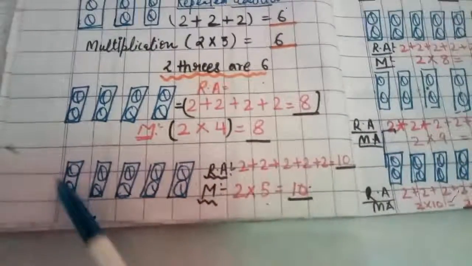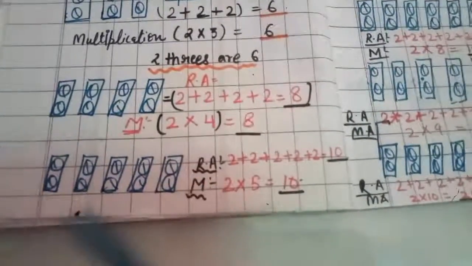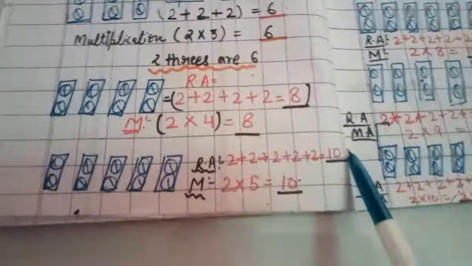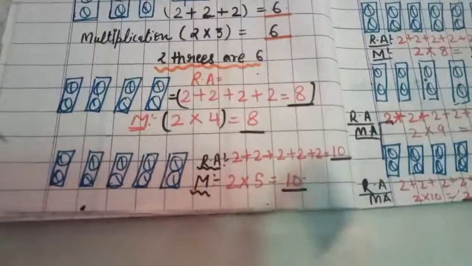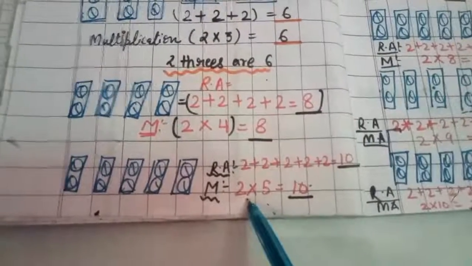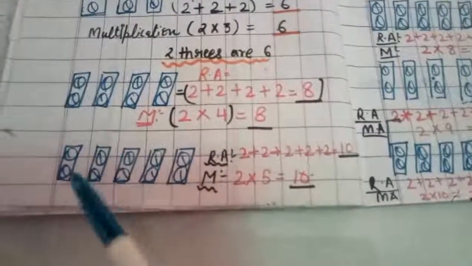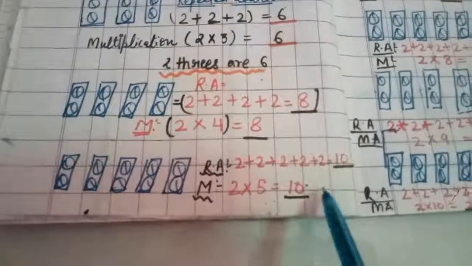The same thing goes with this also, class. You need to draw the 5 box here, then 2, 2, 2. You have to add all the 2s here. The answer would be 10. You have to change this repeated addition into multiplication. As we are doing the 2 table, 2 multiplied by how many boxes are here? 5. So 2 into 5 equal to 10. 2 fives are 10.